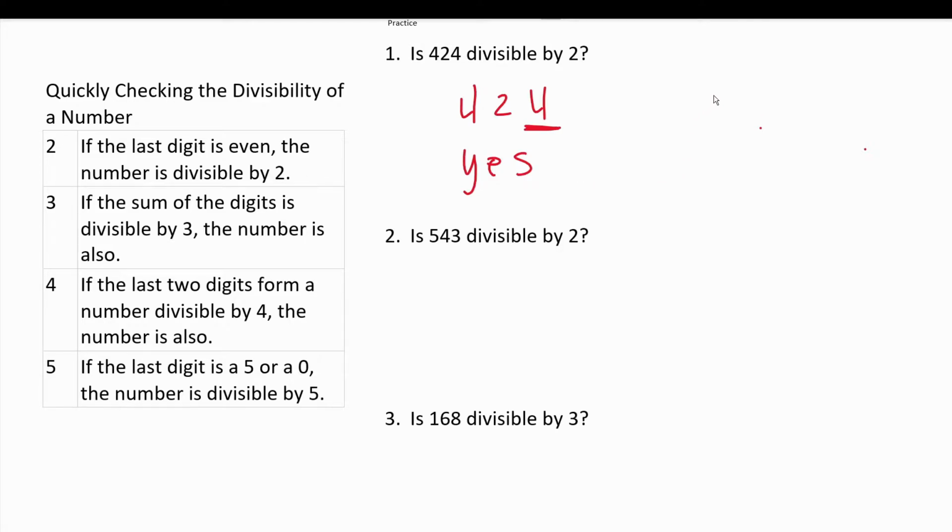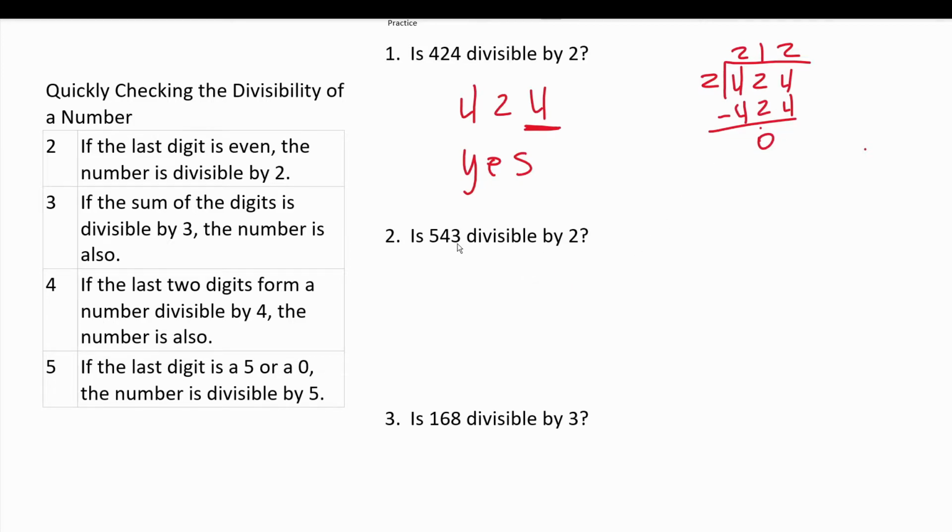And just to illustrate this, I'm going to work this one out via long division. 424 divided by 2. 2 goes into 4 2 times, 2 goes into 2 1 time, 2 goes into 4 2 times. 212 times 2 is 424 with no remainder.